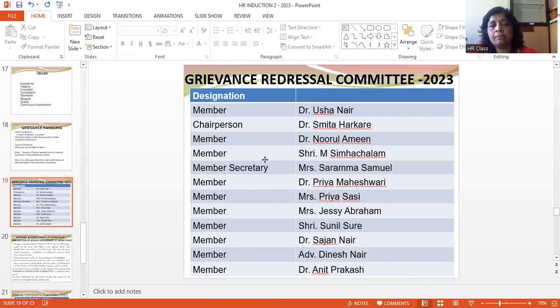The grievance redressal committee for 2023 are Dr. Usha Nair Madam, Smita Harkare Madam, Dr. Nurul Amin, Shri M. Simhachalam, Mrs. Sarama Samuel, Dr. Priya Maheshwari, Mrs. Priya Shashi, Mrs. Jessie Ibrahim, Shri Sunil Sure, Dr. Sajan Nair, Advocate Dinesh Nair, and Dr. Anit Prakash. If anyone has any grievance, you can come forward and give a written complaint to any of the members that are in the committee.